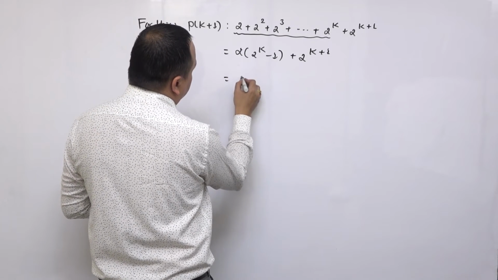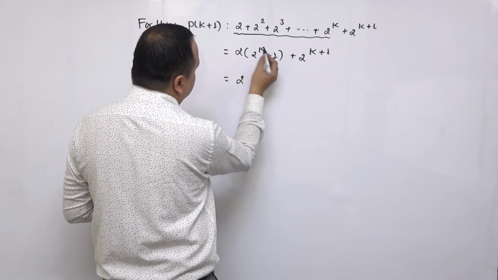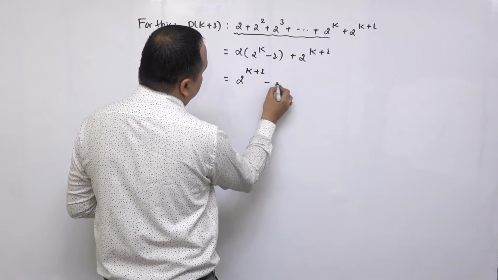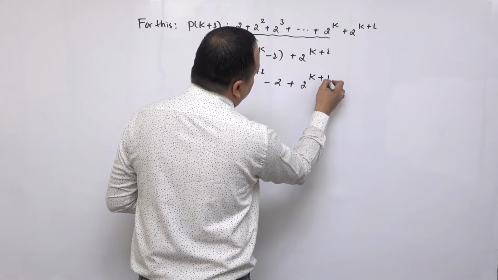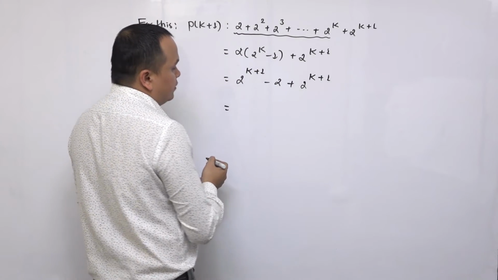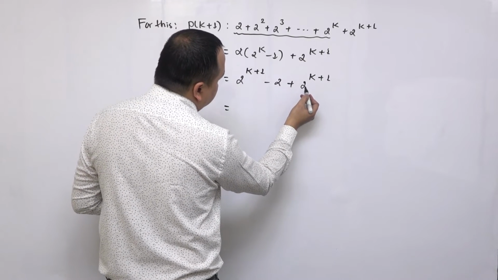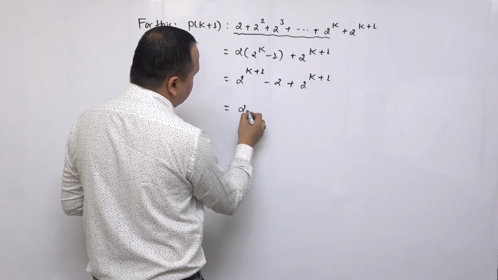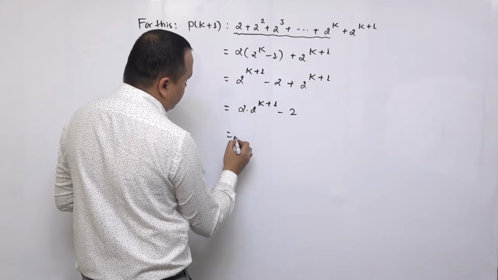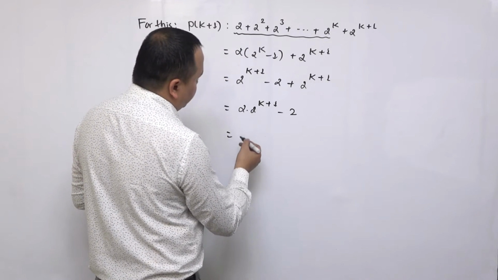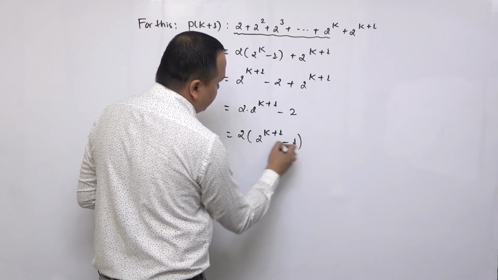This is 2 to the power k plus 1 minus 2 plus 2 to the power k plus 1. Here 2 to the power k plus 1 plus 2 to the power k plus 1 is 2 times of 2 to the power k plus 1, minus 2. 2 is common, and 2 to the power k plus 1 minus 1.